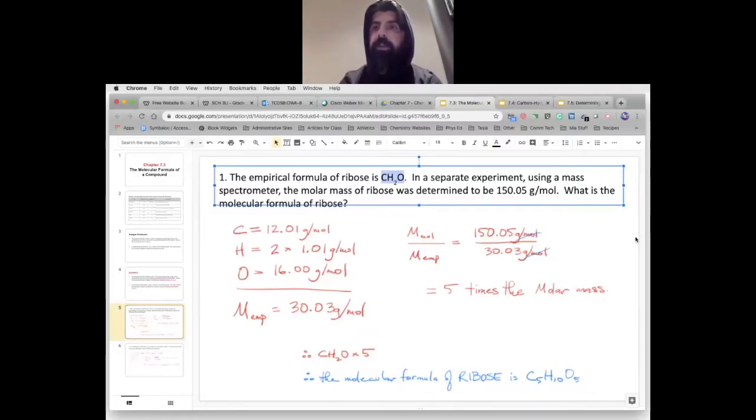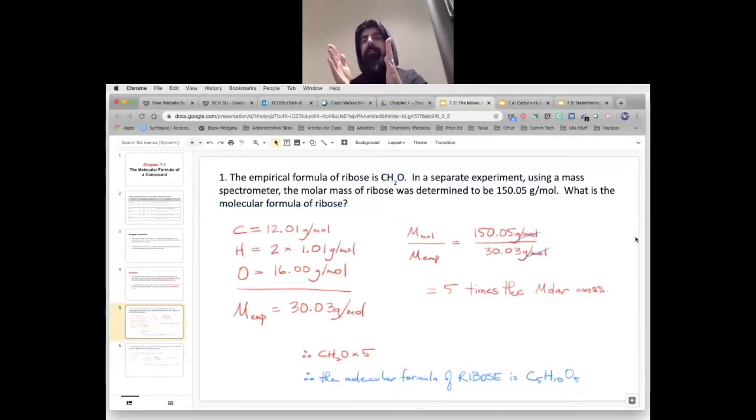Okay, so that's how simple figuring out the molecular formula is once we know what the empirical is. So the hardest part is getting to this. That's 7.2, last class's lesson. This lesson carries over what we did, right? Percent yield, percent composition, calculating empirical formulas.